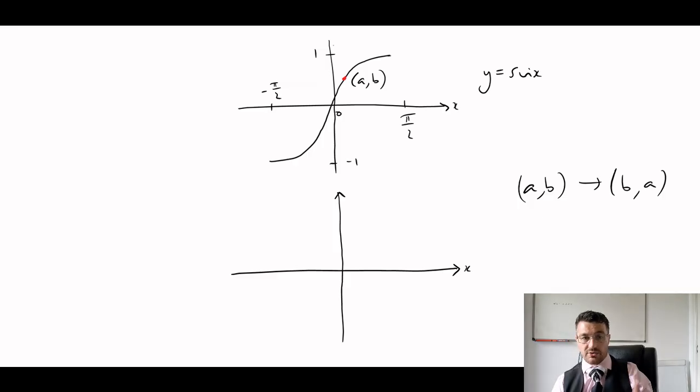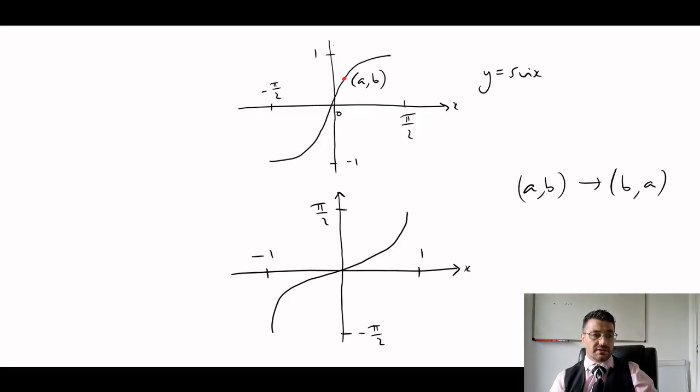Okay, so the x and y coordinates of the original points on the graph of the original function will just switch around. The x-coordinate becomes the y-coordinate on the new graph, and the y-coordinate on the original graph becomes the x-coordinate on the new graph. And this happens for all points. So what we end up with is something that looks like this. Okay, so this will be minus 1, this will be 1. It'll go up to pi by 2, and it will go down to minus pi by 2.